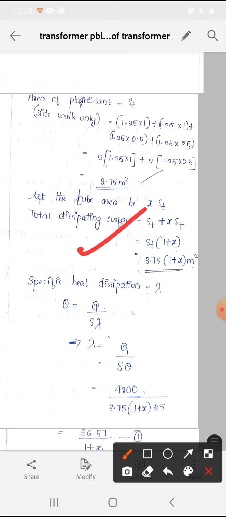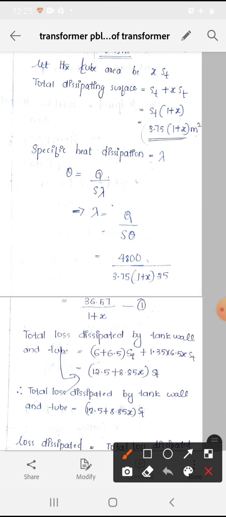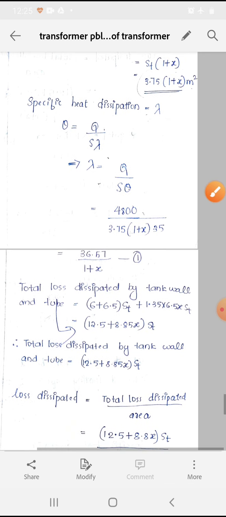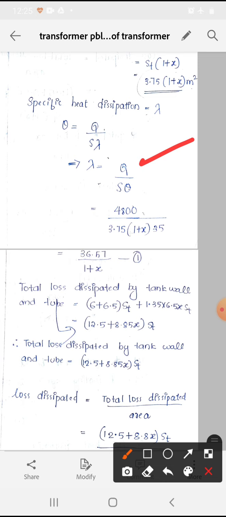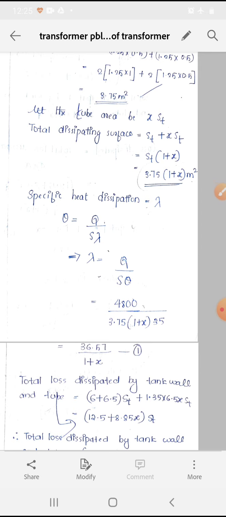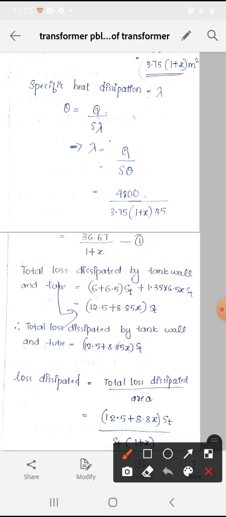Okay, the total dissipated surface will be through the plain tank and also the tube area, that is St plus x into St. Now the specific heat dissipation is lambda, therefore theta is equal to Q by S lambda. From here we will get the value of specific heat dissipation lambda. In the question, Q is given as 4800 and theta is given as 35, and S is 3.75 into 1 plus x. So we will get equation number 1.